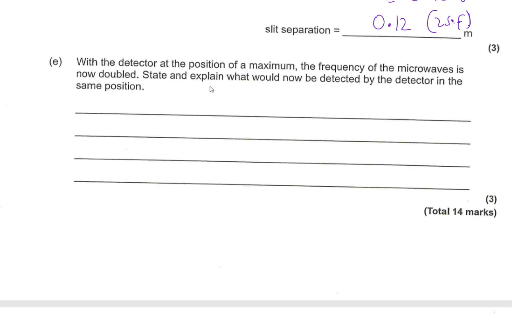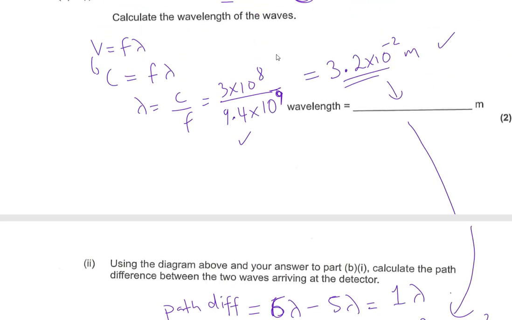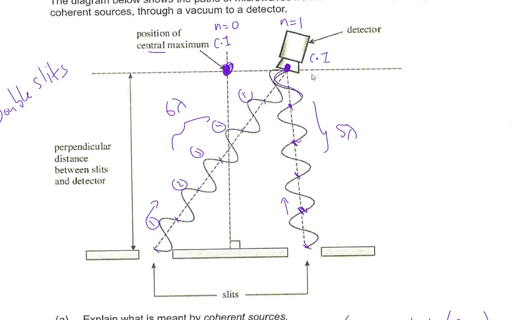Now, the detector is at the position of the maximum. The frequency is doubled. State what would now be detected. So now the detector is at the same place, but what we've done is we've doubled the frequency.